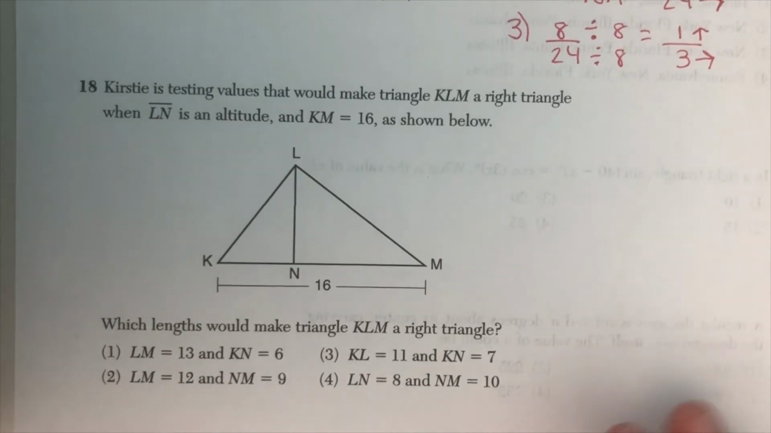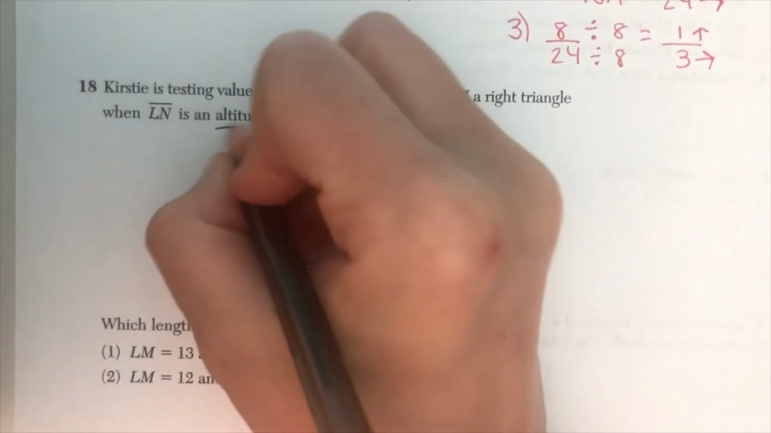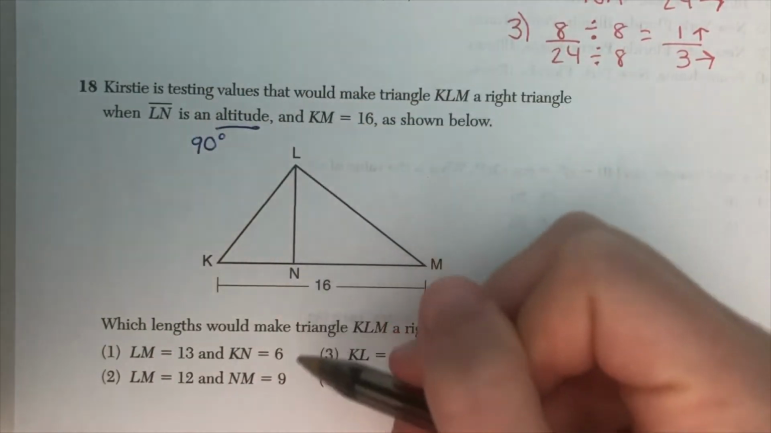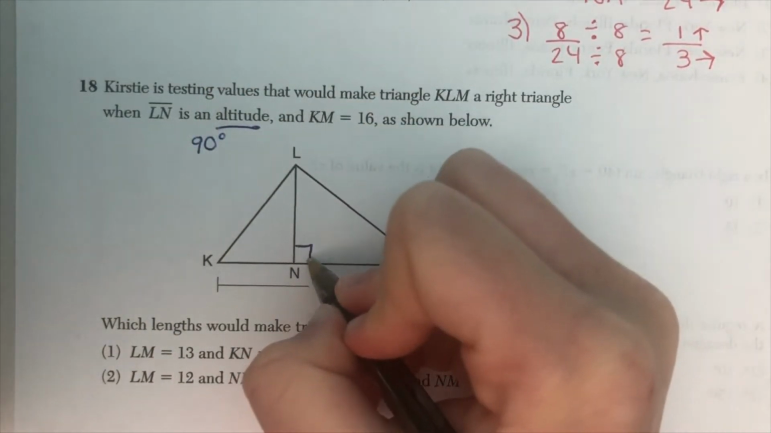Question 18. Kirsty is testing values that would make triangle KLM a right triangle. When LN is an altitude, so altitude, we think 90 degrees. So LN is my altitude, so 90 degrees here.